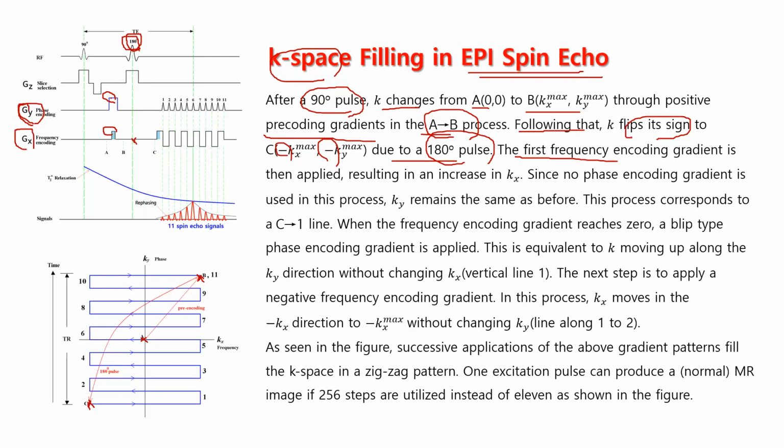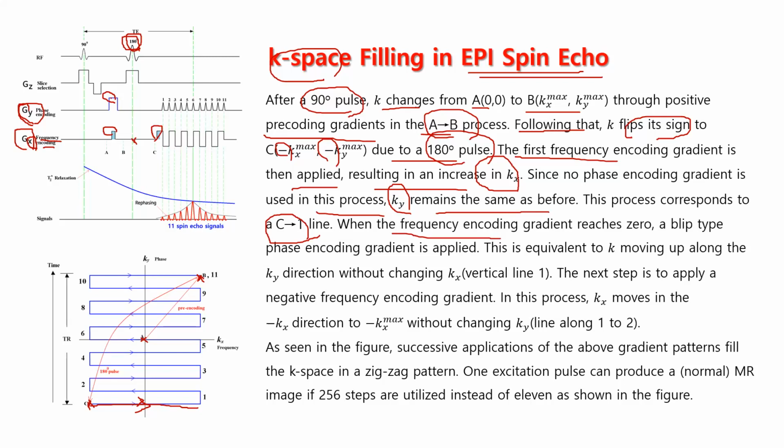The first frequency encoding gradient is then applied, resulting in an increase in Kx. So this one, positive frequency encoding gradient. So Kx will increase following this path. Since no phase encoding gradient is used in this process, Ky remains the same as before. So this line. This process corresponds to the C to 1 line.